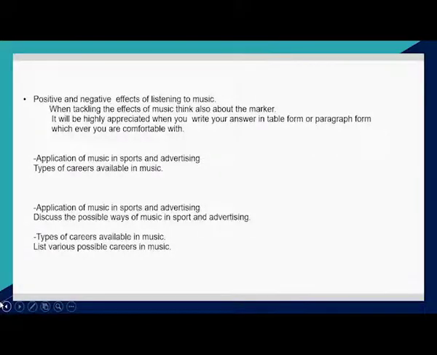Discuss the possible ways of music in sport and advertising. That one we have said before, maybe just repeat it. It was just an error. Types of careers available in music, and then list various possible careers in music. List all of them, and then practice.